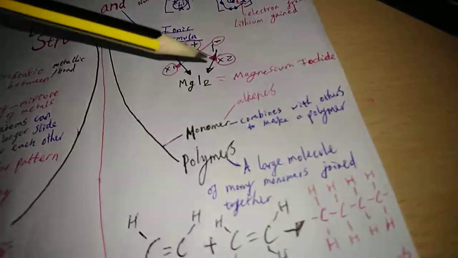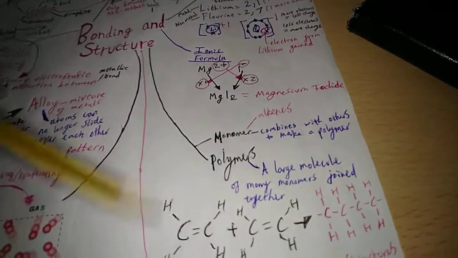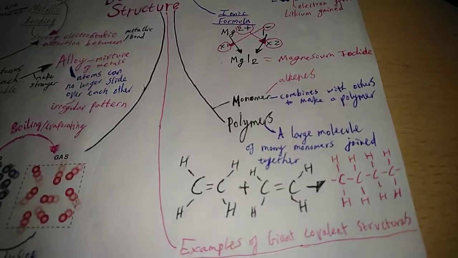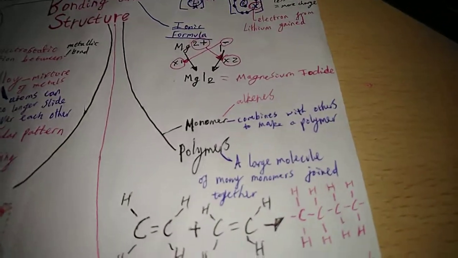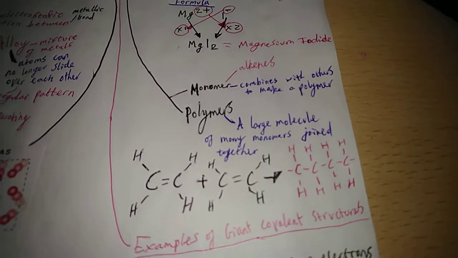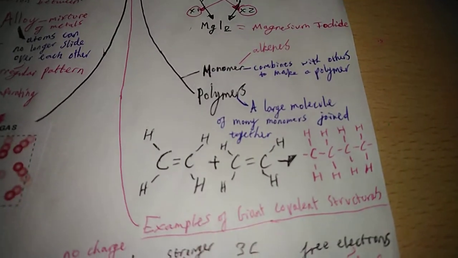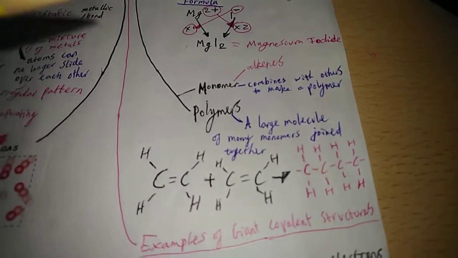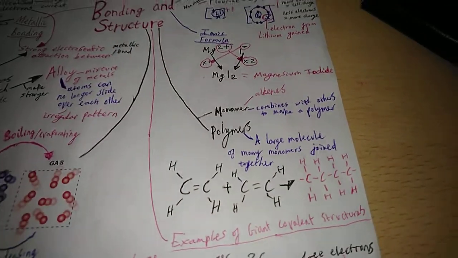So the next bit we're moving on to is monomers and polymers. Monomers are alkenes, which we covered before, but not that they're monomers though. They combine with other monomers to make a polymer. So a polymer is basically a large molecule of many monomers joined together. So these are two different monomers. This is them turned into a polymer.